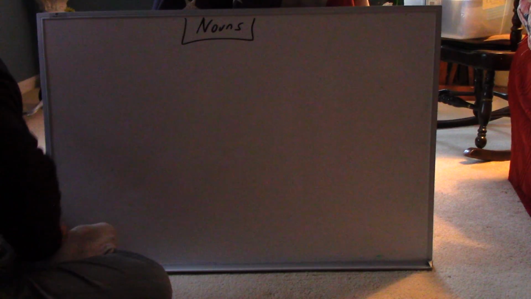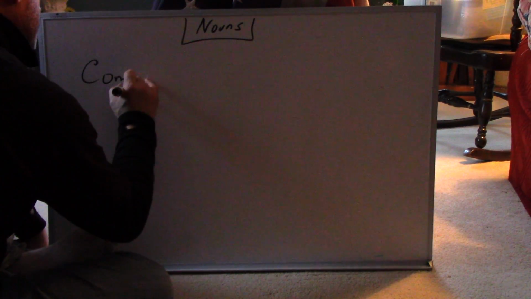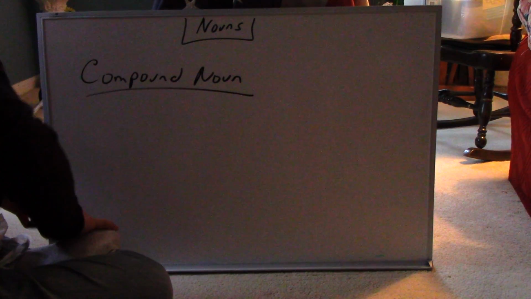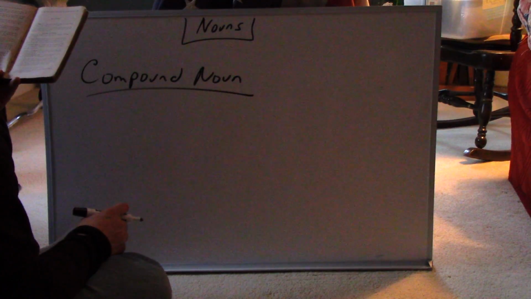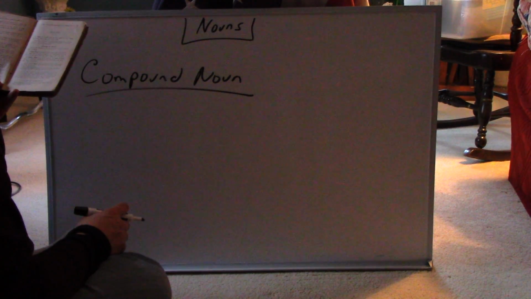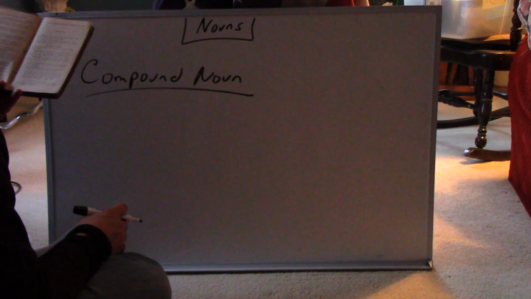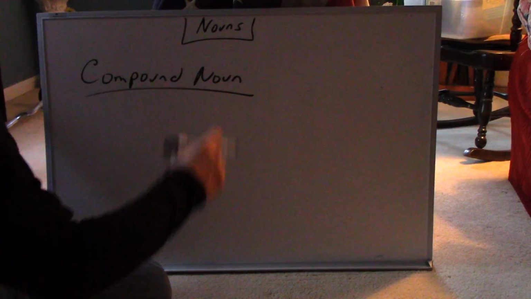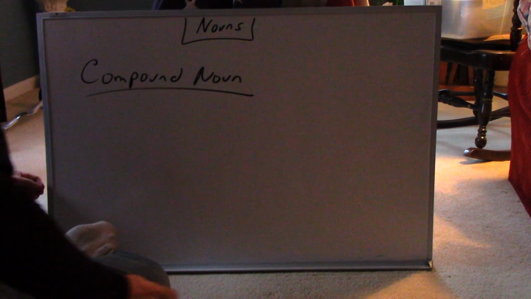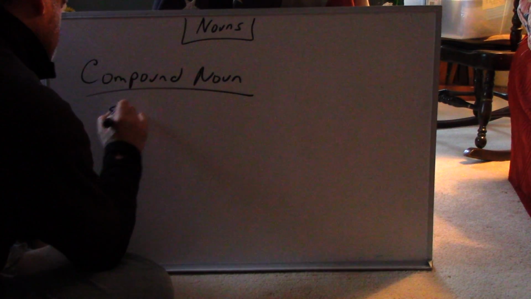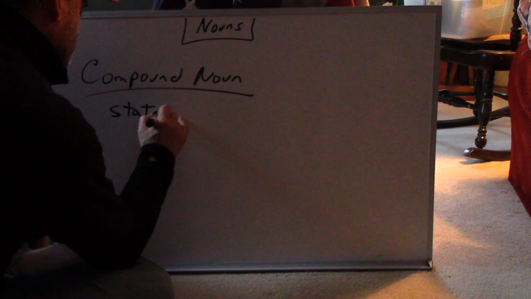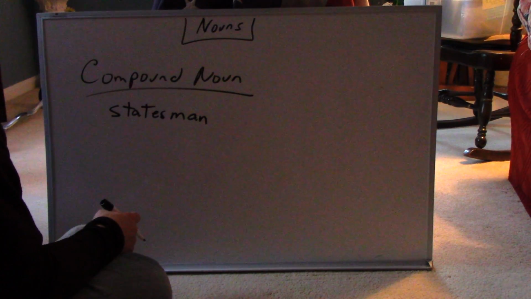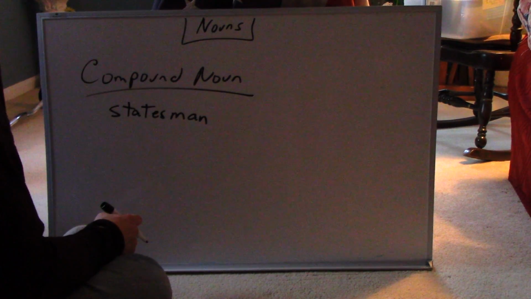Then we have a compound noun. Now, a compound noun is a little different. See, most people don't know anything about this. A compound noun is a noun formed of two or more words, like a complex noun, but they're united. All right, so it's naming one thing. Whereas the complex noun names one thing, but it's two or more words separated. So here's an example. Statesman, which is a glorified politician. So a statesman.